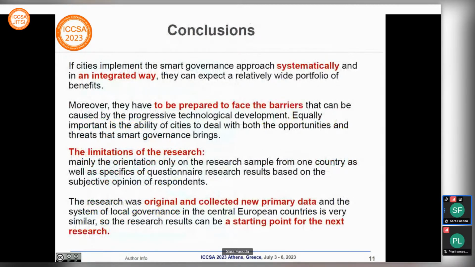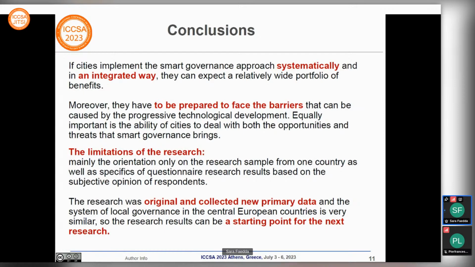Just to conclude my presentation, I can say that smart governance, if we want to say that some city is governed smartly, it should be done in a systematic and integrated way. So they should be prepared for it. It means that the legislative framework should be prepared. Also, there should be good technological equipment, and the capacity, especially learning capacity, of municipalities and people who work there should be at an adequate level to use the new technologies. Also, stakeholders should be prepared to use these new forms of participation in local public life.